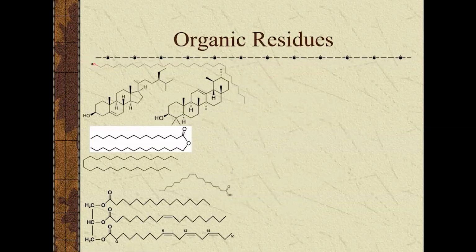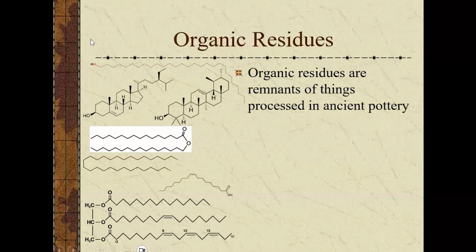First, I want to give a brief explanation of what organic residues are. Basically, organic residues are all the things left over from items processed in ancient pottery. You notice I'm being careful. I'm not saying it's from things cooked in ancient pottery because, of course, many things can be processed in pottery. People can make perfumes, they can make resins, they can make dyes, they can make very, very many things that are not food. That being said, mostly it is food, but not always, an important thing to remember.